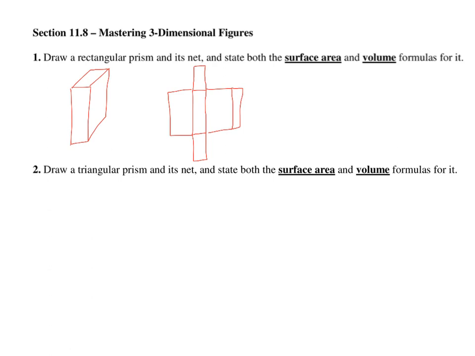All right, then there's the surface area formula. So it's 2 times, you could say, the area of the front, because the front and the back are the same. Plus 2 times the area of the right, plus 2 times the area of the bottom or the top, all right, because they're also the same.